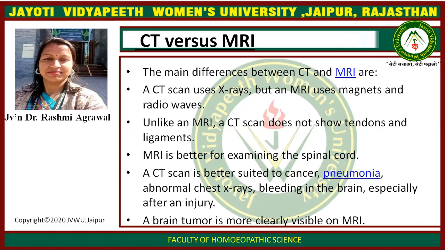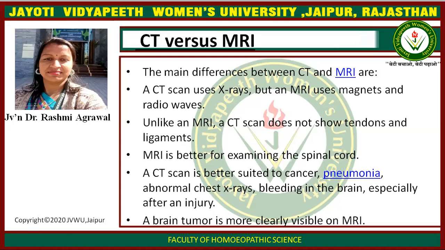Then CT scan and MRI: how are they important to each other, or what are the basic differences between the two? The main differences between CT and MRI are that a CT scan uses X-rays, but an MRI uses magnets and radio waves. These are the main basic differences. CT produces X-rays, but MRI produces a magnetic field, magnetic waves. Unlike an MRI, a CT scan does not show tendons and ligaments. CT scan does not show the tendon and ligament, but MRI shows these things.